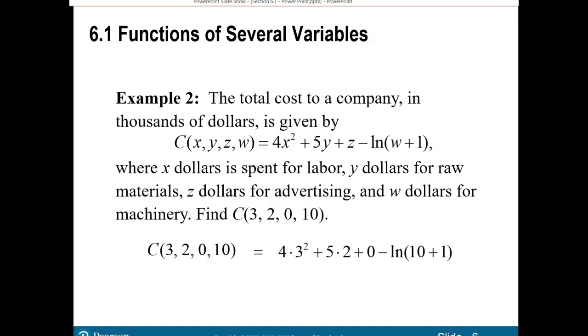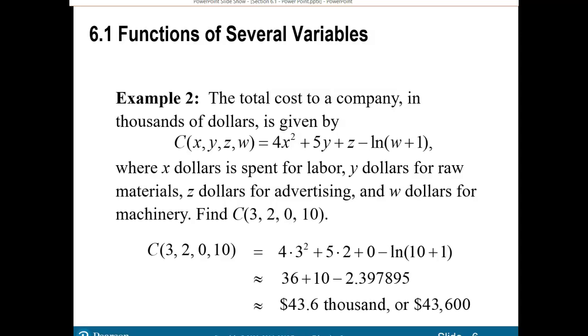So we get 4 times 3 squared plus 5 times 2 plus 0 minus the natural log of 10 plus 1. Clean that up. They've rounded off the value of natural log of 11. And then simplified, and we get approximately 43.6 thousand, right? Because it said that the cost was given in thousands, which would end up being $43,600. Pay attention to the units right here, okay? You might have to convert your answer.